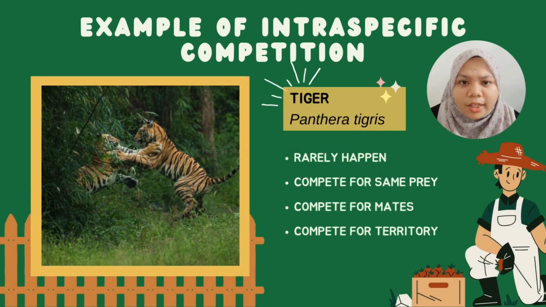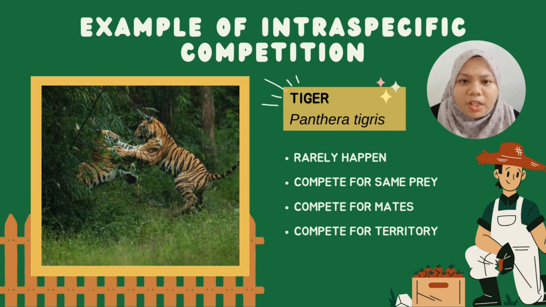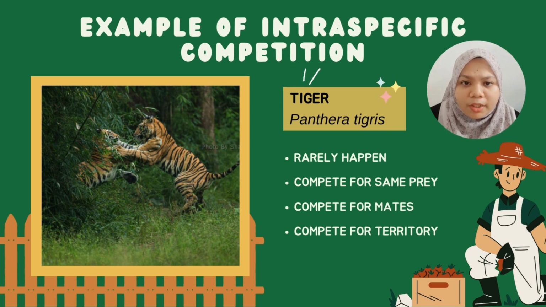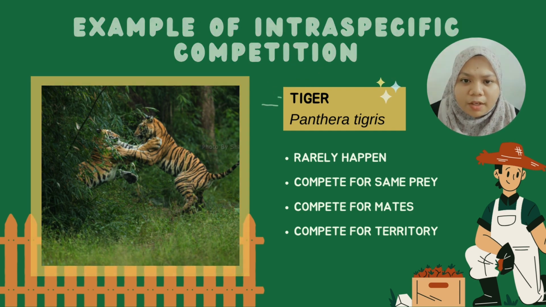Our group chose the tiger, or Panthera tigris. Tigers rarely compete with each other because they usually avoid interacting with each other. If this competition happens, tigers tend to compete for the same prey, which is their food. This occurs among the female tigers to feed their cubs. Next, among the males, they compete for the same mates and territory.